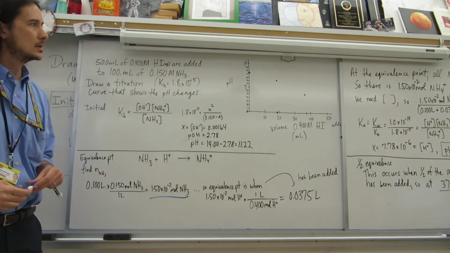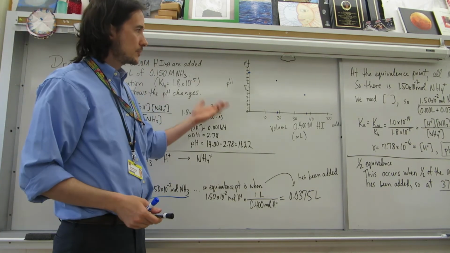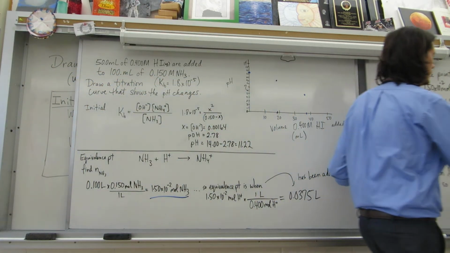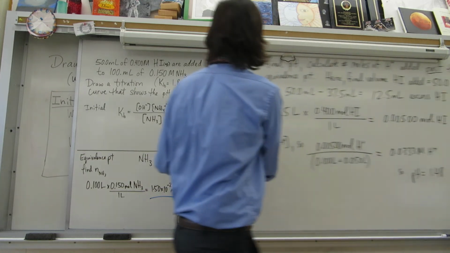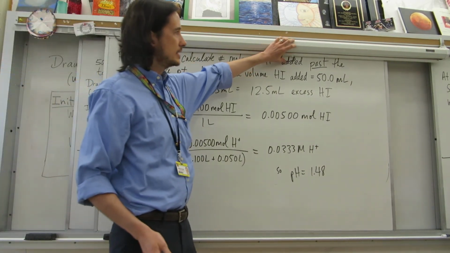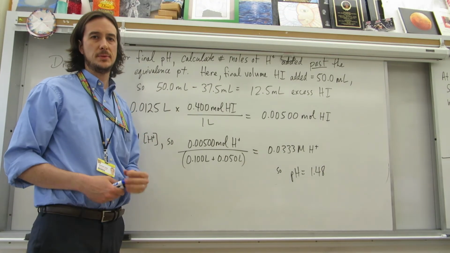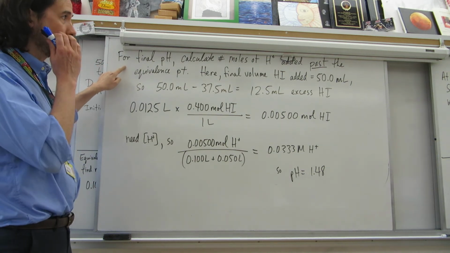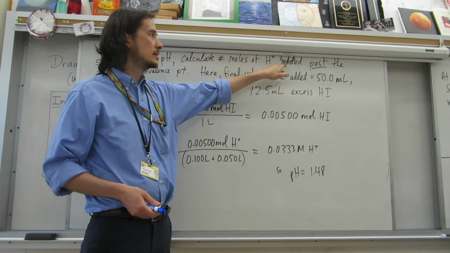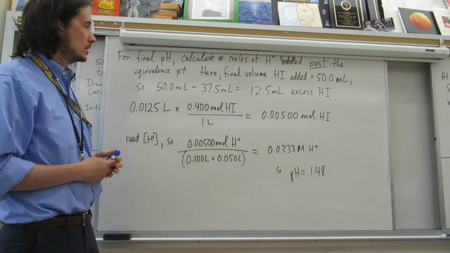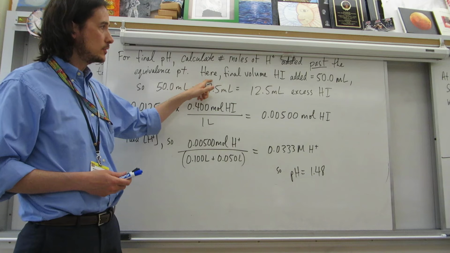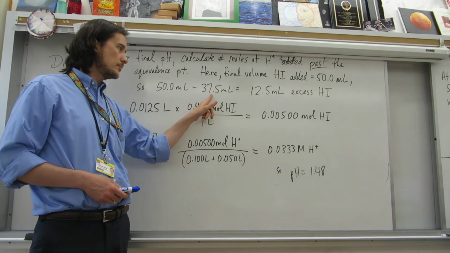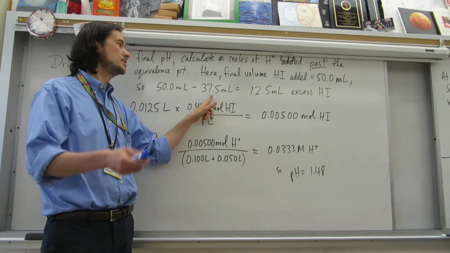All right, so we have, it's close. So we have 3 points. We'll get one more, and then we'll make sure that the shape of the graph is a good one. What we're going to do is we're going to calculate the pH at the very end, when all 50 milliliters of the HI have been added. And for final pH, calculate the number of moles of H plus added past the equivalence point. So, the final volume of HI, like I just said, is 50 milliliters. 37.5 milliliters is how much we added to reach the equivalence point.